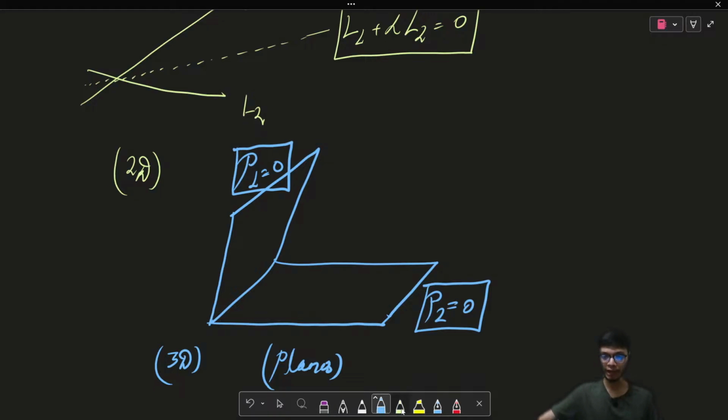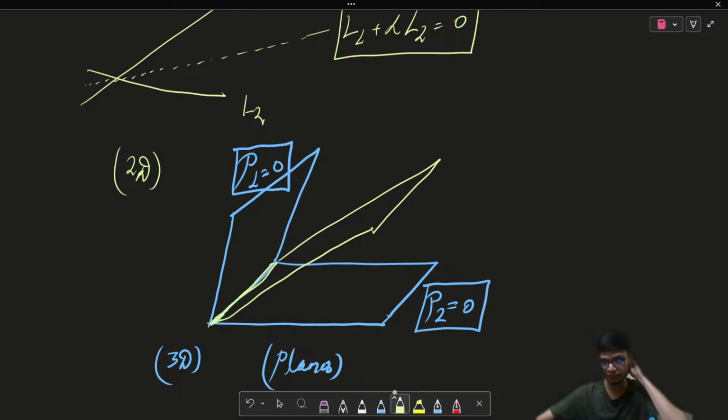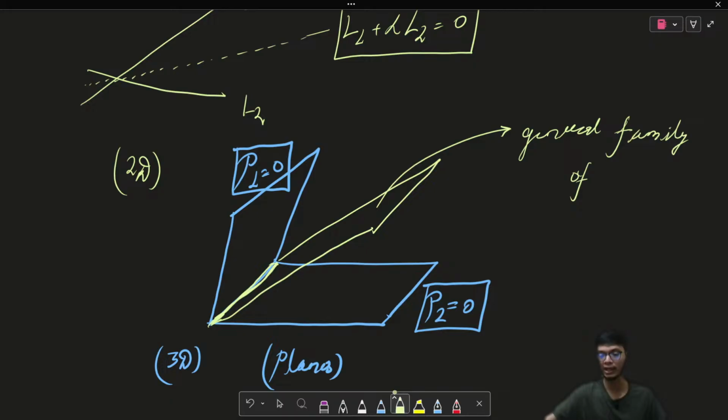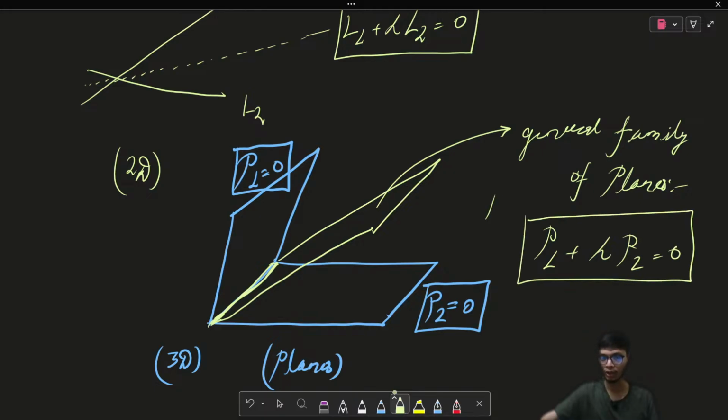Now if I want to find a general plane which is passing through the line of intersection of the planes P1 and P2, this general plane, or family of planes, because I can change the value of lambda to obtain different planes, can be given by this particular equation: P1 plus lambda times P2 equals 0. If we use this equation, we will obtain the general equation of the family of planes.